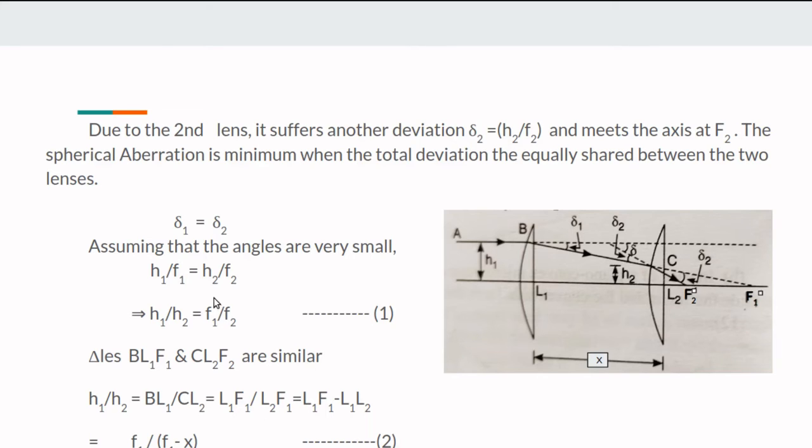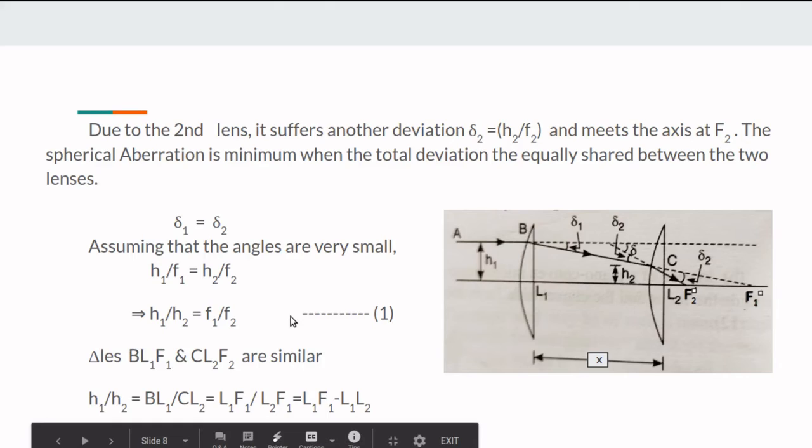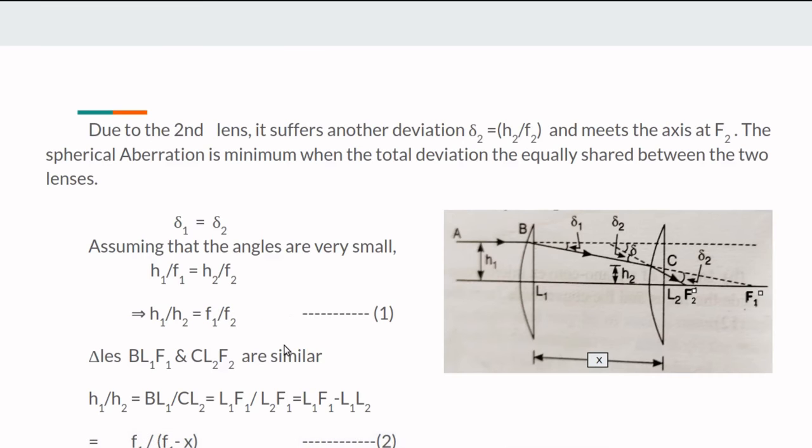Therefore, H1 by H2 is equal to F1 by F2. This is equation number 1. Next, we have to derive the condition for no spherical aberration.